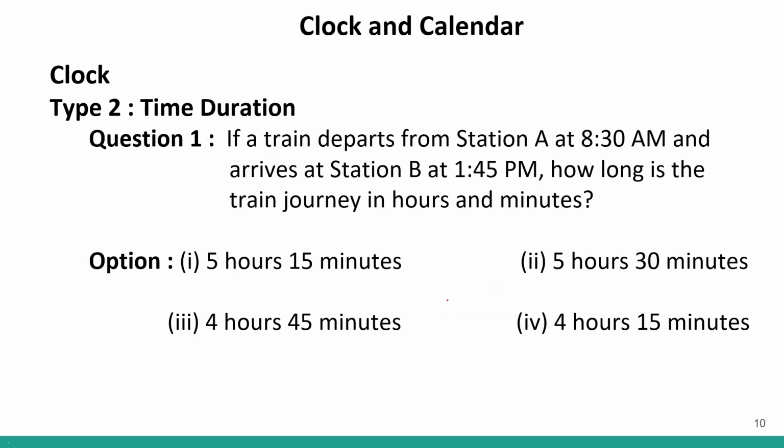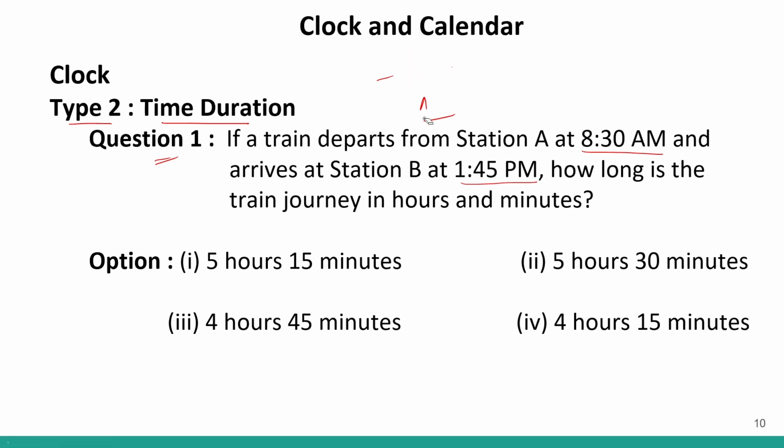Okay? Now, question number 1 of type 2, which is time duration. If a train departs from station A at 8:30 am and arrives at station B at 1:45 pm, how long is the train journey in hours and minutes? I told you one method: we subtract the earlier time from the later time and then we get the answer. Correct? But in the previous lectures, we saw that this method may work sometimes and may not work at other times also.